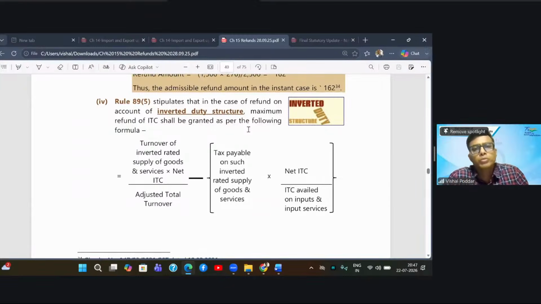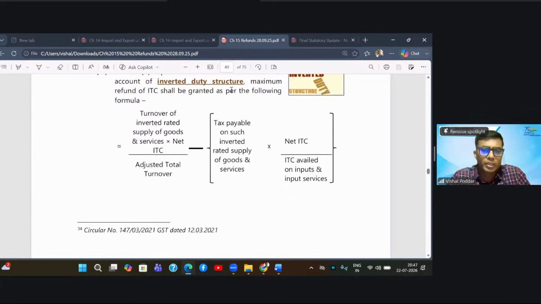Next, student, comes the formula for refund in case of inverted duty structure. Now again, this formula initially may appear to be slightly technical. Maybe people will feel it is drafted like a science formula, but that is not the case. Understand the logic. So again, first in the numerator, you have the value of inverted duty structure supply. Denominator, you have total value. So again, we are taking the proportion of what is your turnover of zero rated supply upon total turnover.